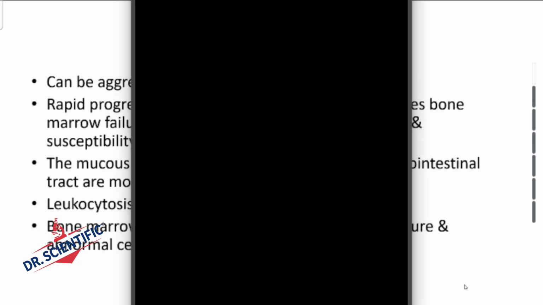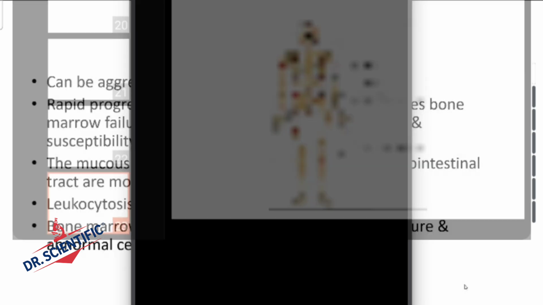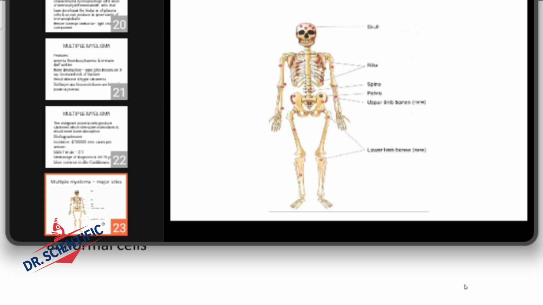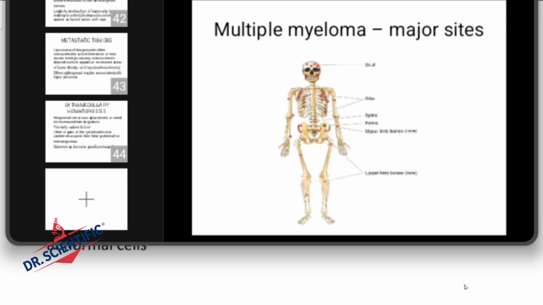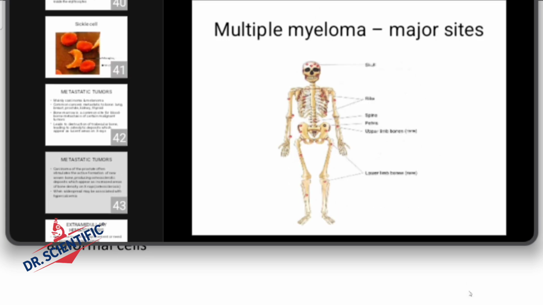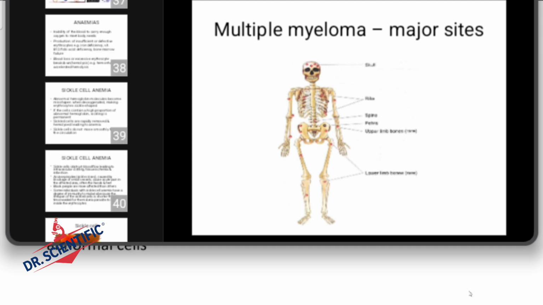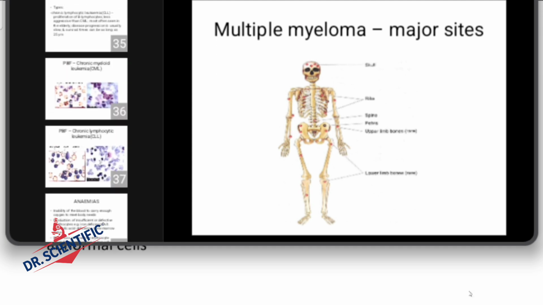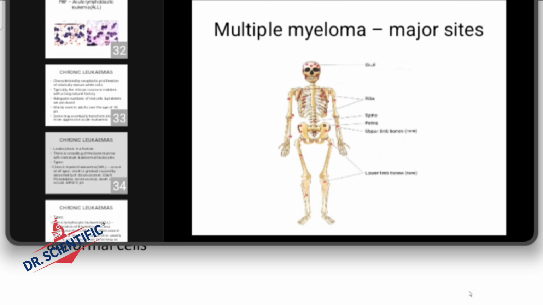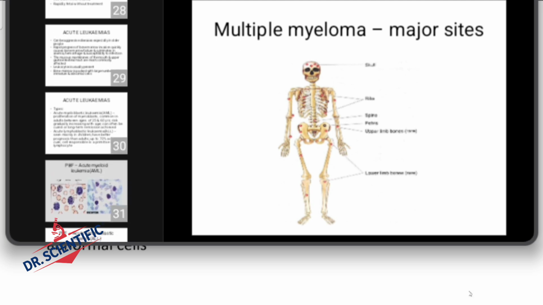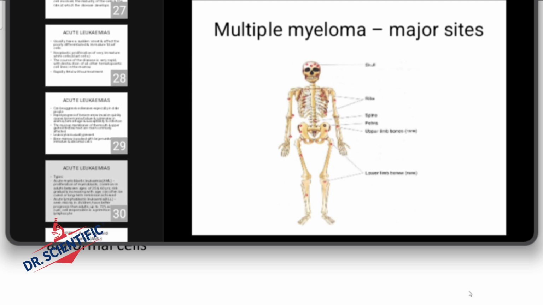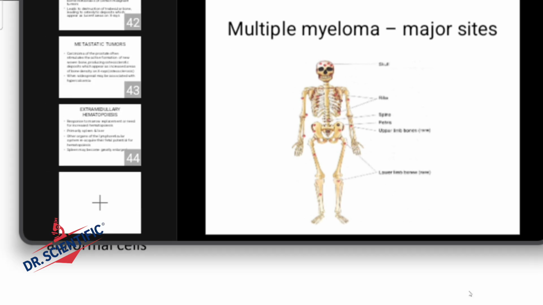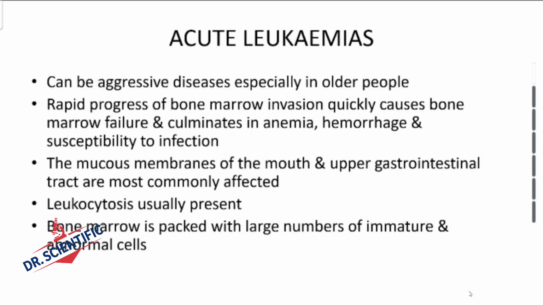So rapid progression of bone marrow invasion quickly causes bone marrow failure, and it culminates in anemia. When you talk of bone marrow failure, when the bone marrow fails, it doesn't produce the blood cells as it should. And because very few cells are being produced, it may lead to hemorrhage, that is bleeding, because very few, for example, platelets are being produced.